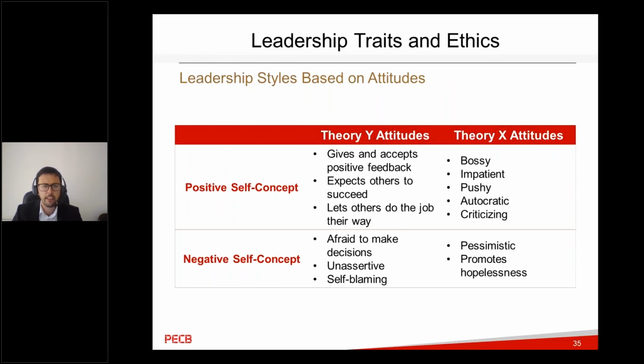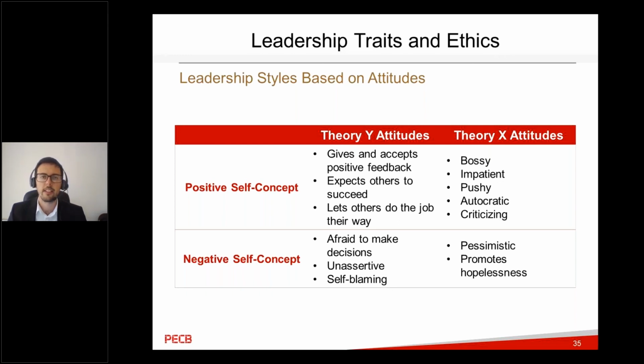So if we try to put together all that we discussed above, we can create this sort of leadership style matrix, where we project the positive aspects of theory Y with the positive aspects of self-concept, and the way that theory X projects on both positive and negative self-concept. So basically, having a positive self-concept and exhibiting theory Y attitudes is the best scenario for building leadership potential.